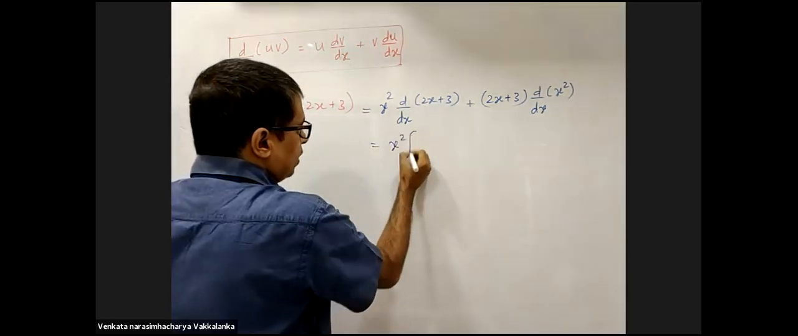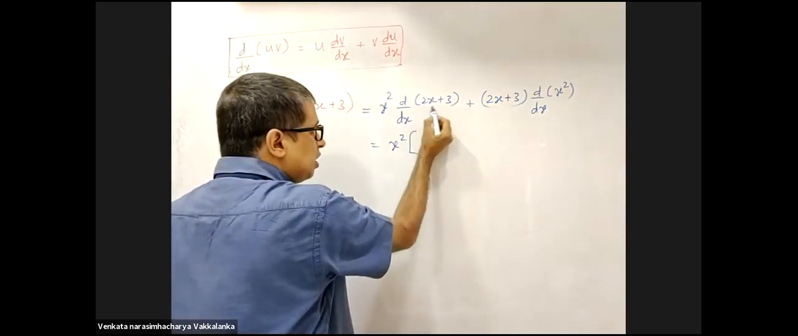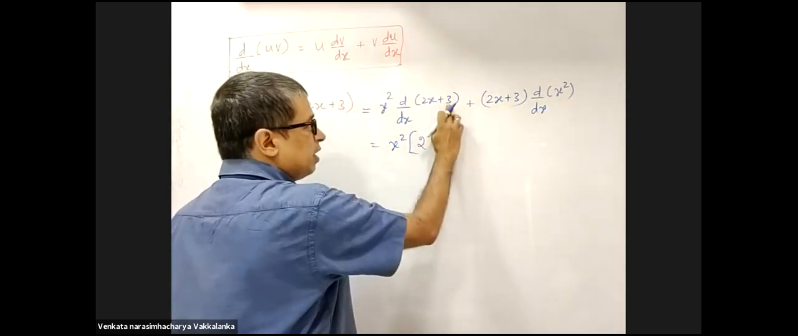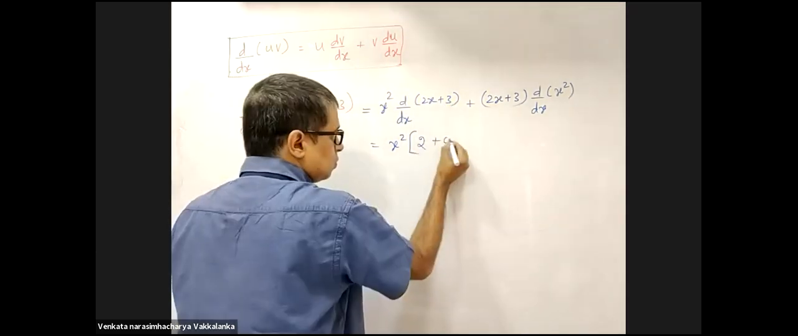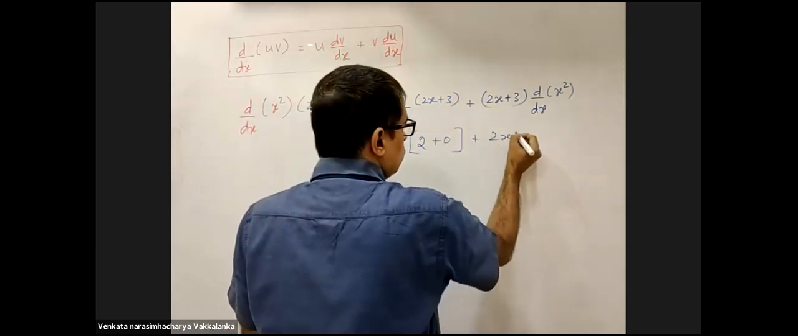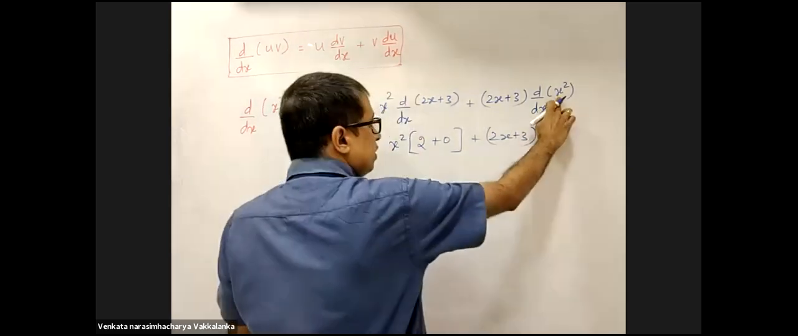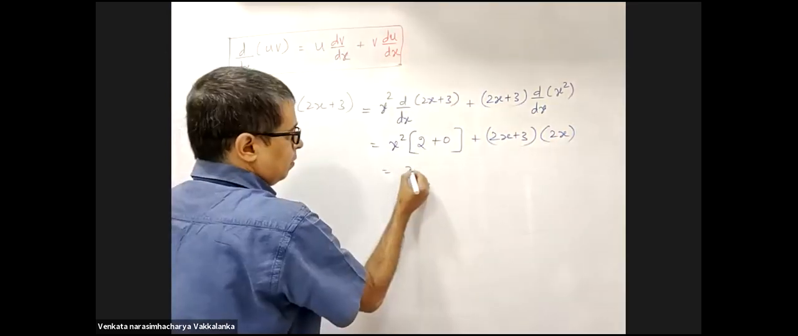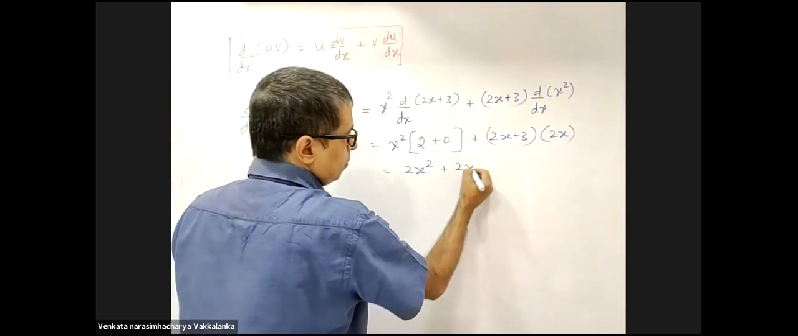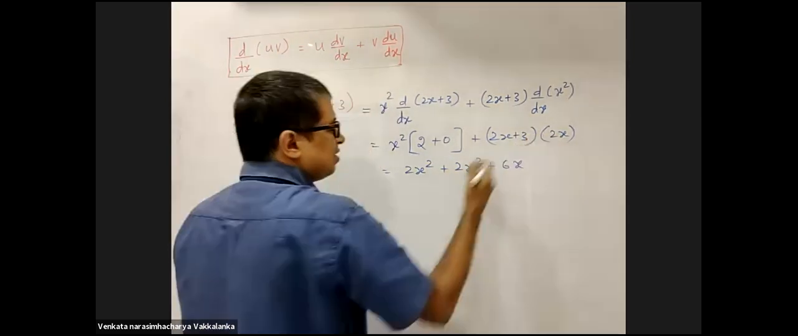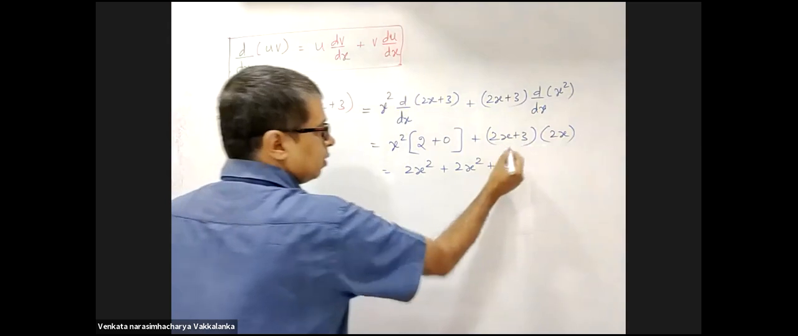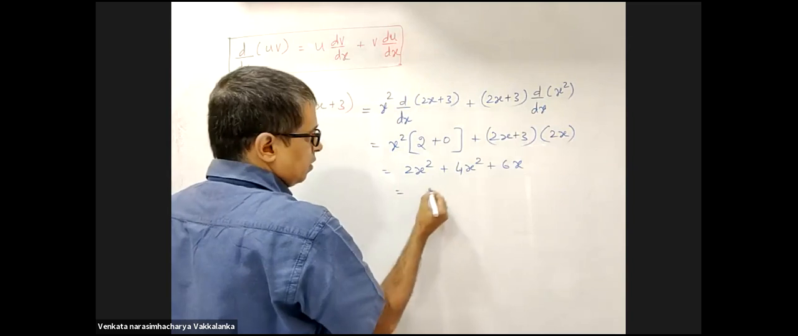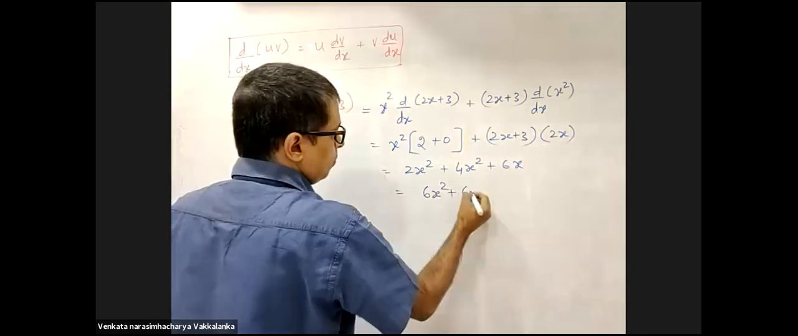Yes. Square into, what is differentiation of 2x with respect to x? 2. Differentiation of 3 with respect to x? 0. 2x plus 3 into differentiation of x square, 2x. 2x square plus 2x square plus 6x. So I just get 4x square, 4x square plus 6x. This is 6x square plus 6x.